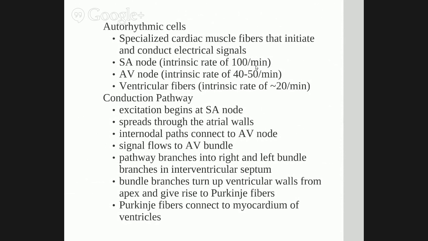The AV node also has an intrinsic firing rate, which is about 40 to 50 beats per minute. When the SA node's doing its job, it's going to set the pace for the whole heart and override that 40 to 50 beats per minute with whatever rate it's firing at. But the AV node's there with its own intrinsic rate in case the SA node fails. If your SA node's not working and it's not setting the pace, your heart doesn't just stop beating. You have this backup plan where the AV node can fire a little bit too. It's a slower rate, so that it can be overwhelmed by the SA node for normal beating.